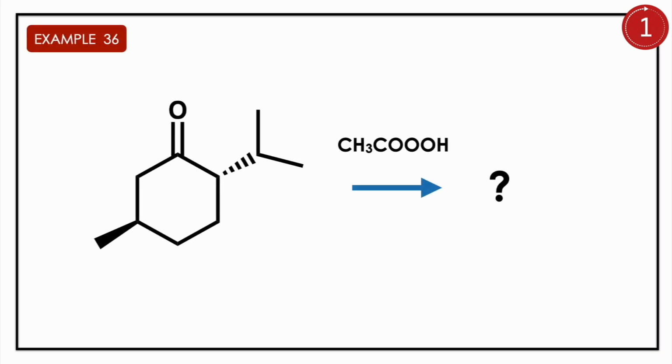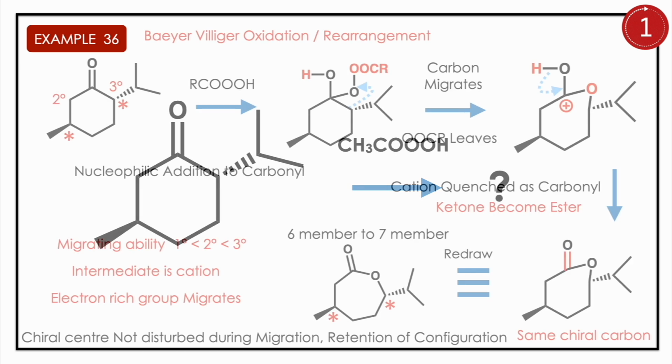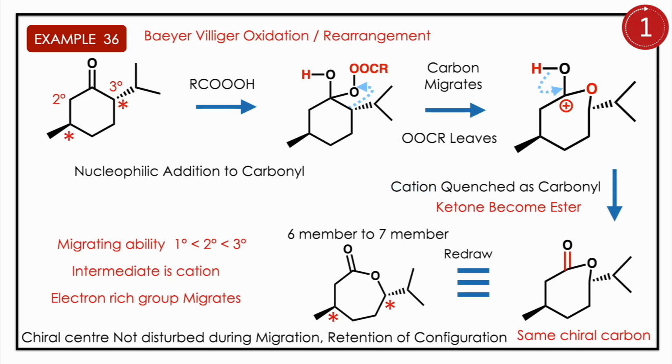Then the next example. Here you have cyclohexanone, one side methyl group, another side isopropyl group, methyl above the plane, isopropyl below the plane. You are using the peracid. You should find what will be the final product. The starting material is interesting because stereochemistry is specified. We have to maintain the stereochemistry during the reaction.